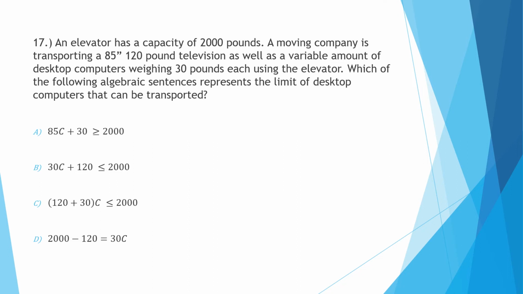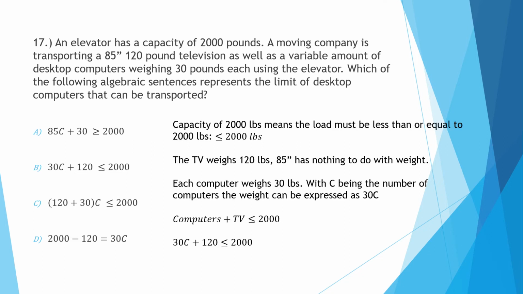We're also carrying a variable amount of desktop computers, weighing 30 pounds each. So we're going to have an unknown quantity of 30-pound computers. So with our capacity being less than or equal to 2,000 pounds, a TV that's 120 pounds by itself, and an unknown quantity of 30-pound computers, we can model it as such.